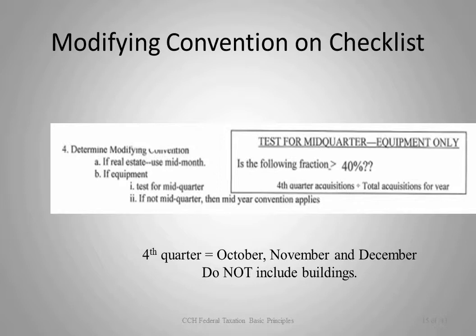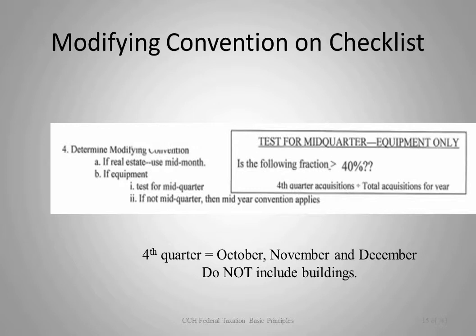Remember that we must have a modifying convention in the year of acquisition and in a year with an early disposition. The modifying convention is built into row 1 of all tables. So if you're using a table, you only need to pick up the percentage. You do not need to do the extra math. And I'll say that several times.